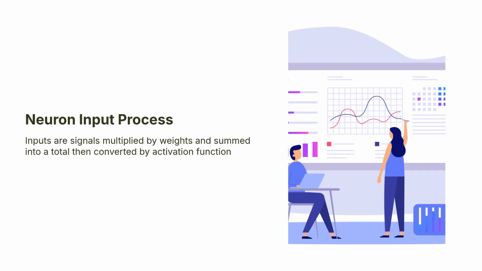Inputs are signals from other neurons or features. Each input is multiplied by a weight. The weighted inputs are summed into a total. An activation function then converts this total into the neuron's output. The network learns by adjusting these weights to improve its predictions.